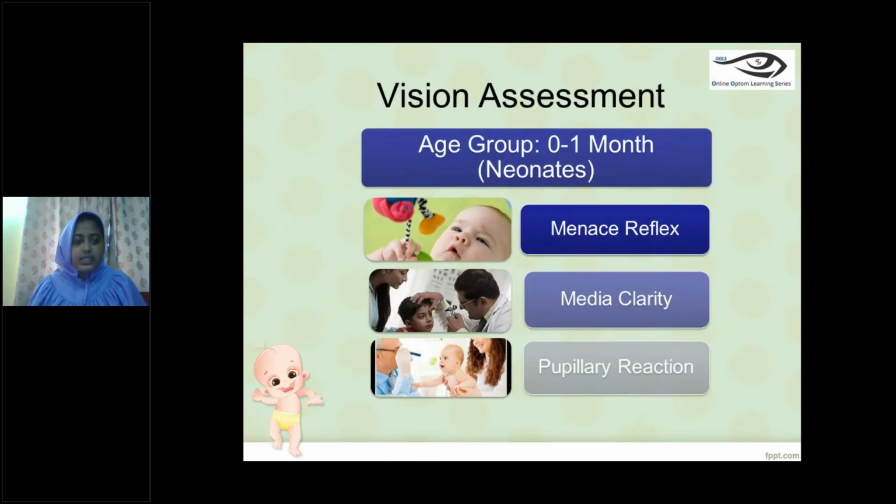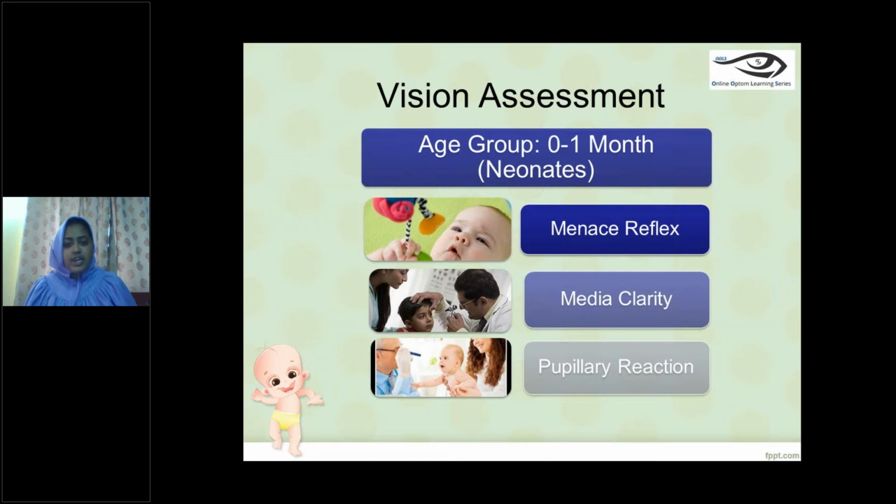So moving to the vision assessment, each age group has a different way how we can assess their vision. We will be seeing each age group and how we can assess the vision. So starting with the neonates, how would we start taking the assessment? First, we have to check the menace reflex. The menace reflex is how the baby is responding to an oncoming object, or an object which is coming towards the face. Is it blinking? Is it turning their face? So we have to mention how the menace reflex is, or we can just write menace reflex present.